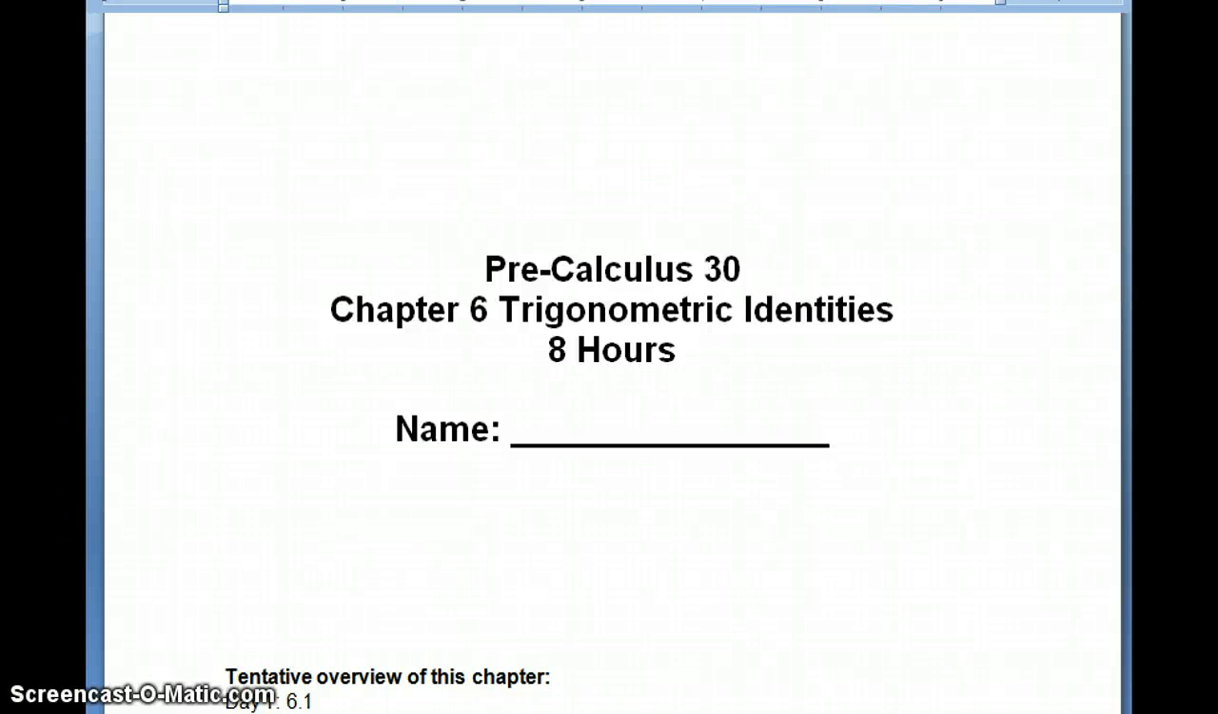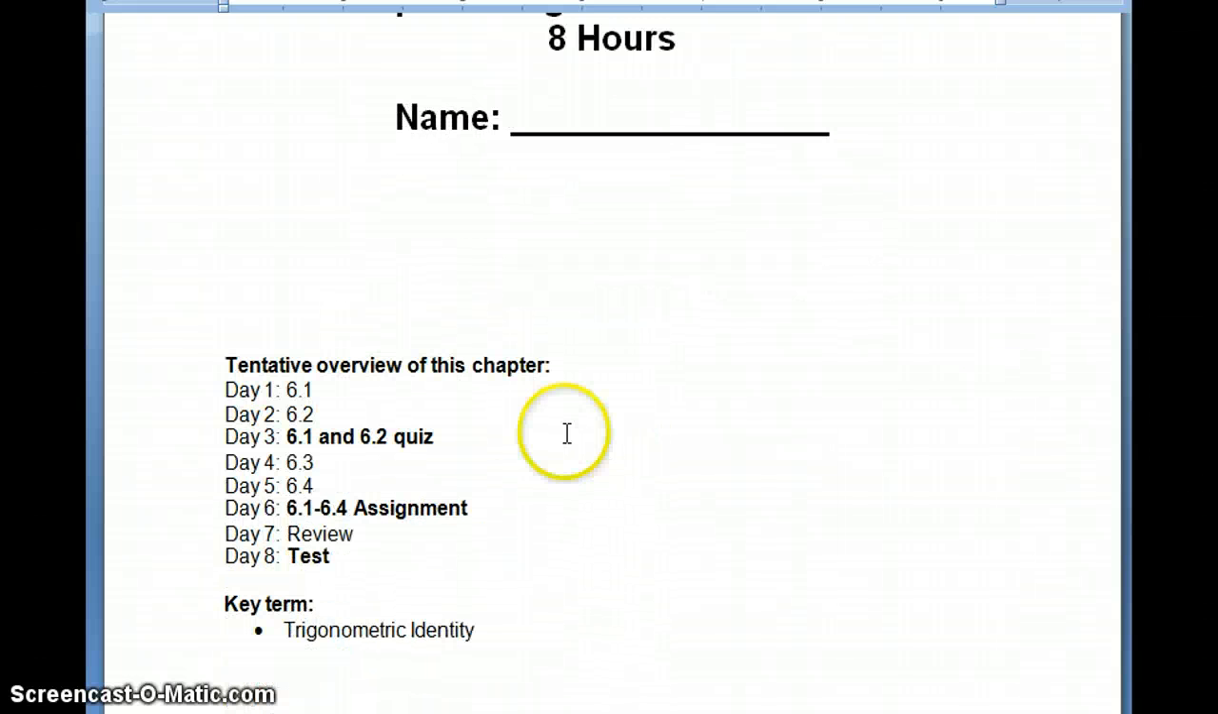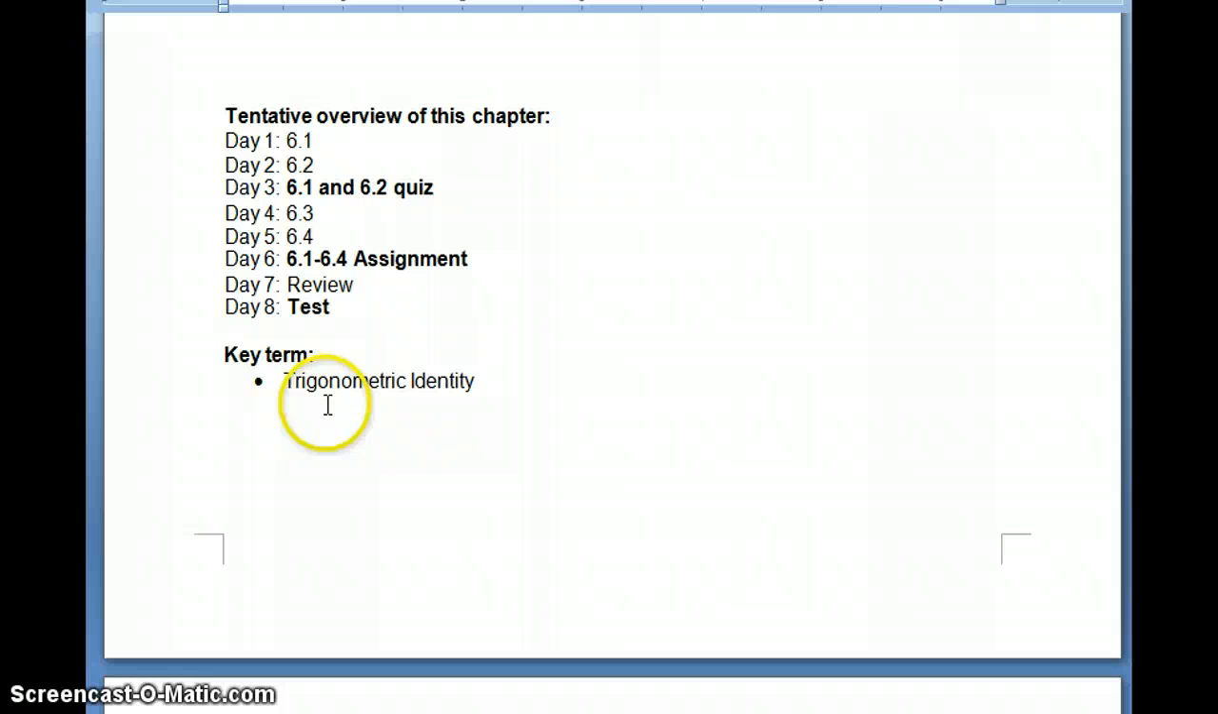Alright, ladies, chapter 6. Here we're working with trigonometric identities. We're going to be spending 8 hours on this one. Just some keynotes here: the 6.1, 6.2 quiz is in a couple of days. We do have our assignment and then a test. We have one keyword that we're looking for here, which is the trigonometric identity.